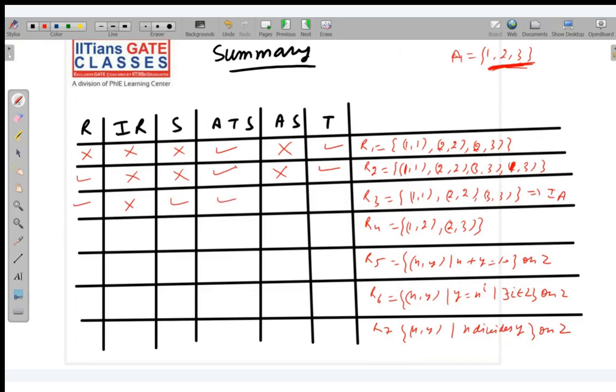Antisymmetric? Yes, it is also antisymmetric. Why? Because self loops will not create a problem. It is not asymmetric. Why? Because it needs to be irreflexive and antisymmetric both, then asymmetric. Transitive? Yes, because self loops do not create a problem for transitivity.